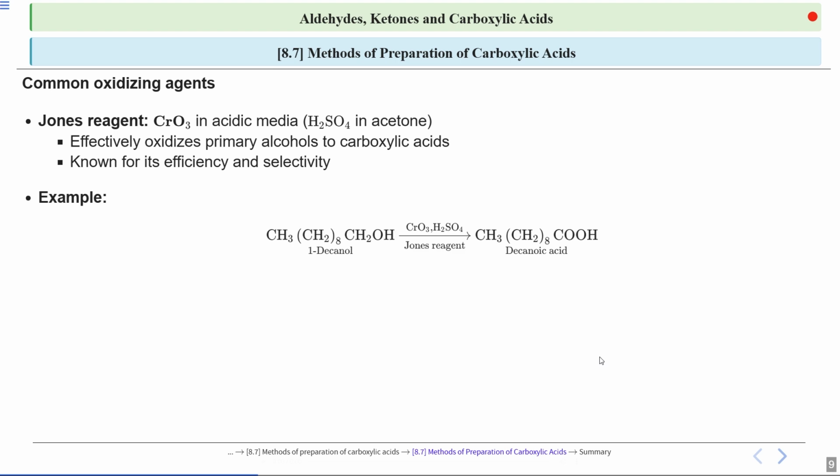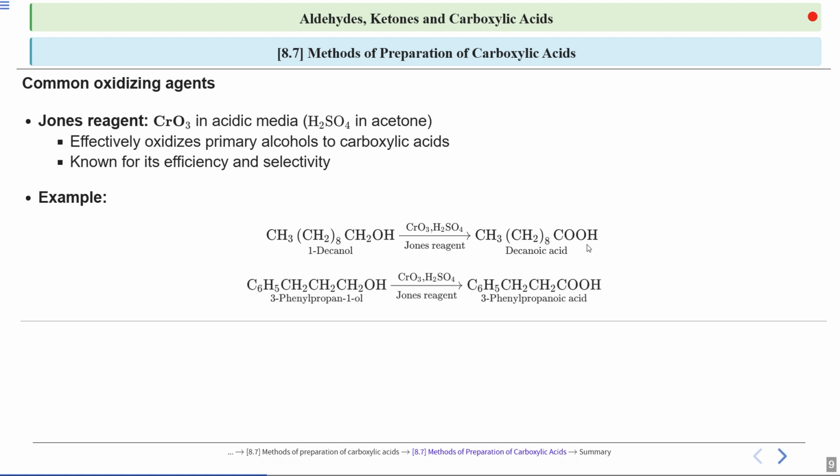If you look at this particular example, you will see that you have 1-decanol, which is an alcohol. Using Jones reagent, which is CrO3 in acidic media, that is H2SO4 in acetone, this alcohol is oxidized to a carboxylic acid. You will see that this terminal CH2 group is oxidized to a carboxylic acid, which is COOH.